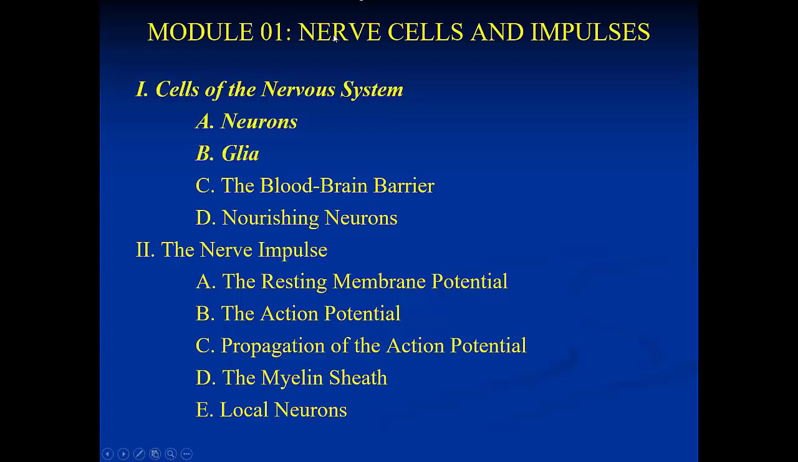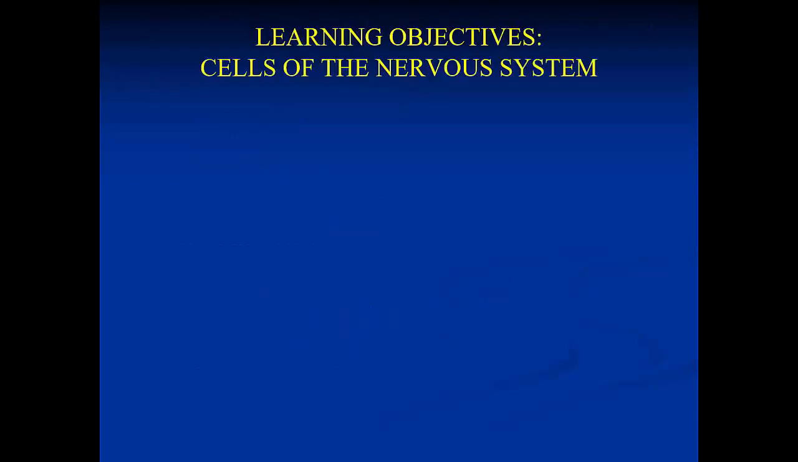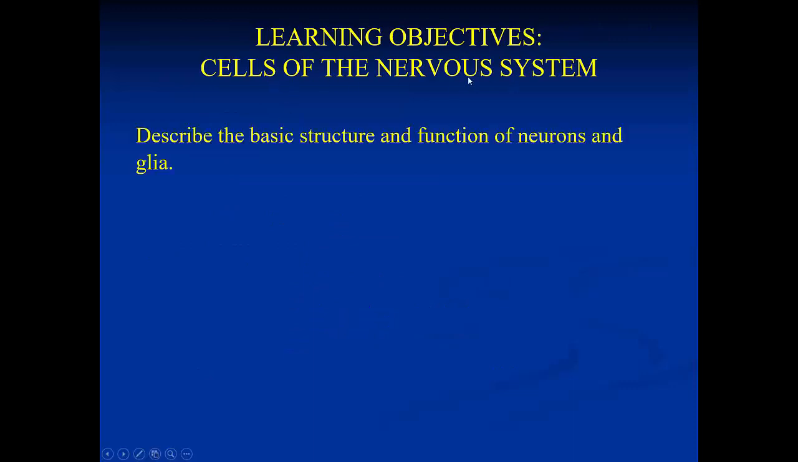In this lecture, I'm going to cover cells of the nervous system, and that'll include both neurons and glia. I'm going to go over kind of a rough overview of their structure. I'm going to talk about the function, the different types of neurons, and same with glia. After you watch this video on cells of the nervous system, I want you to be able to describe the basic structure and the function of both neurons and glia.